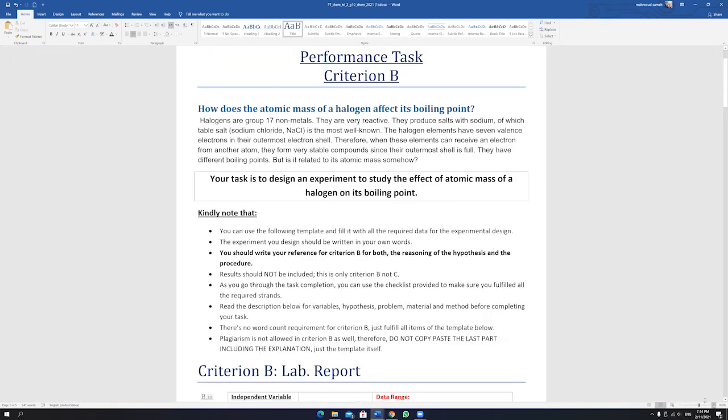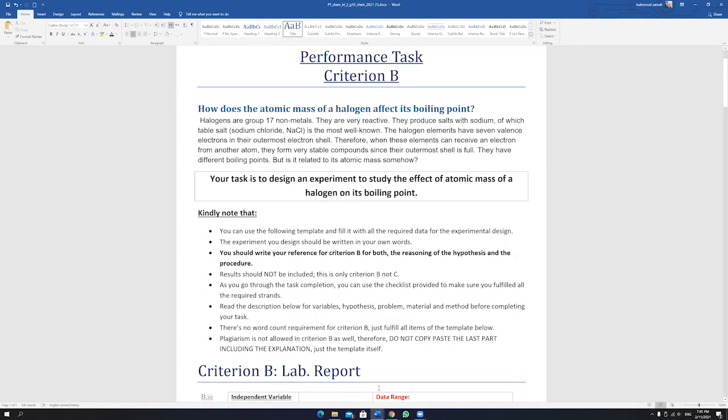All you need to get in this performance task is how the atomic mass of a halogen affects the boiling point. So what happens to the boiling point of the halogen if we increase or decrease its atomic mass? Basically, if we change from one halogen to another, going downward in the periodic table will increase the atomic mass.